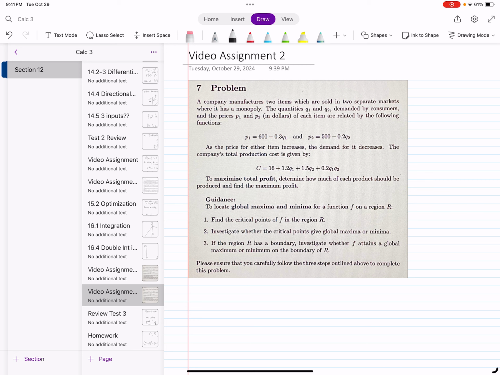And then it gives us the total cost function, which is C equals 16 plus 1.2 Q1 plus 1.5 Q2 plus 0.2 Q1 times Q2. And it wants us to maximize the total profit of this company, and it gives us guidance in three parts.